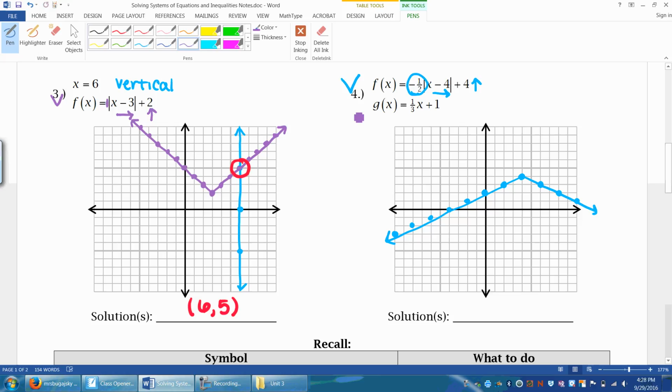G of x does not have the absolute value symbol, so it's linear. The y-intercept is 1, so I go up 1 space on the y-axis. The slope is 1/3, so I can go up 1 and right 3. I can also go down 1 and left 3.